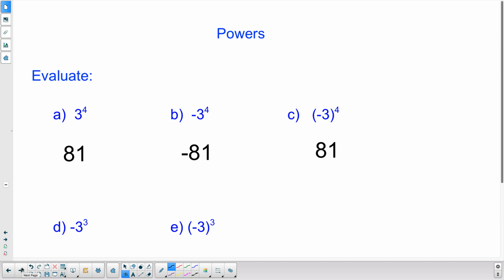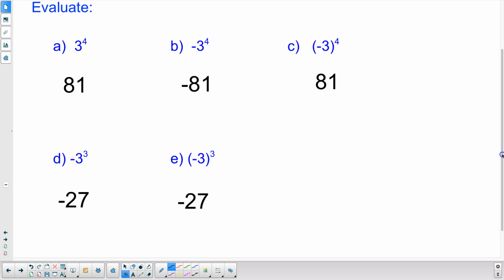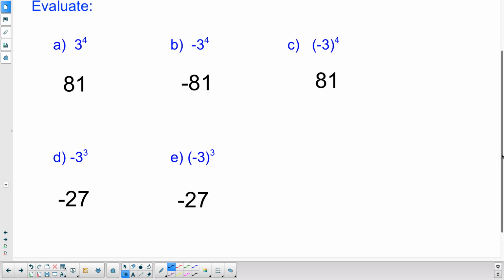Then I believe we went on to station number 2. So we had to evaluate those 5 different ones. The first one is 81. The second one is negative 81. The third one is 81. The fourth one is negative 27. And the fifth one is negative 27. Any questions on those 5?